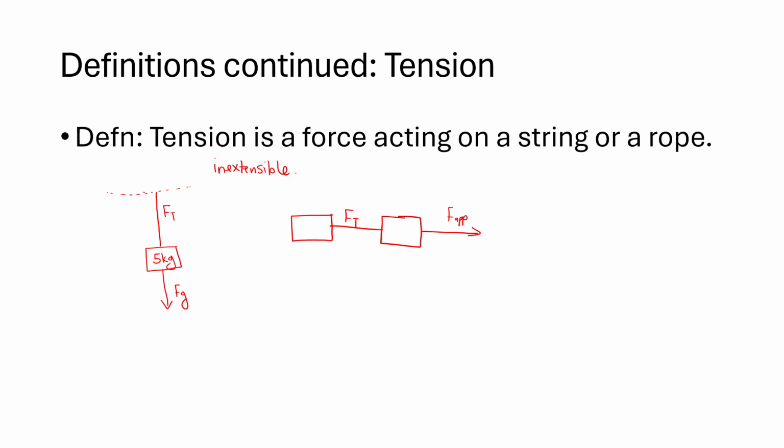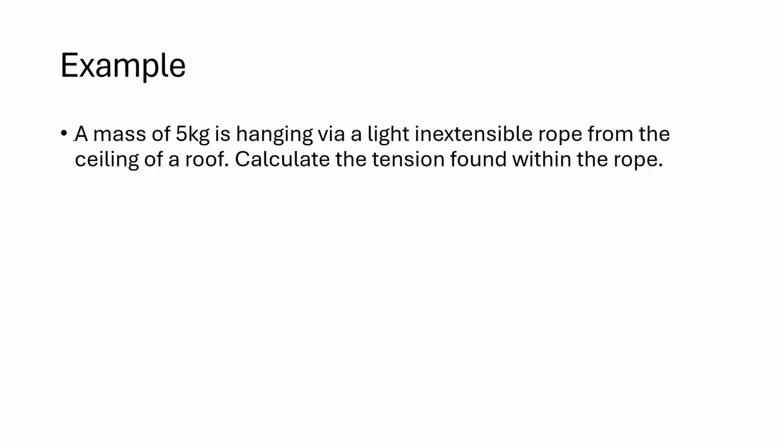Let's move on to an example. Here is a mass of 5 kilograms, and here we do not have a diagram. I always like to draw my own diagram to see what's happening, and it's always beneficial for you to learn how to model certain things from words. A mass of 5 kilograms is hanging by a light inextensible string from the ceiling of a roof. So there's my roof, here's my 5 kilogram weight. Calculate the tension found within the rope.